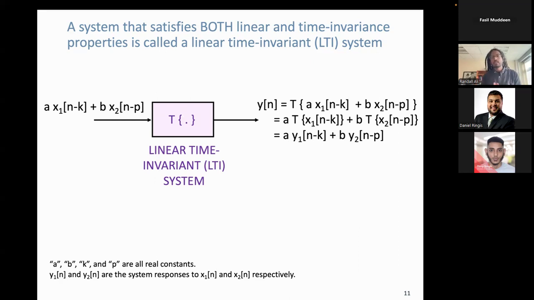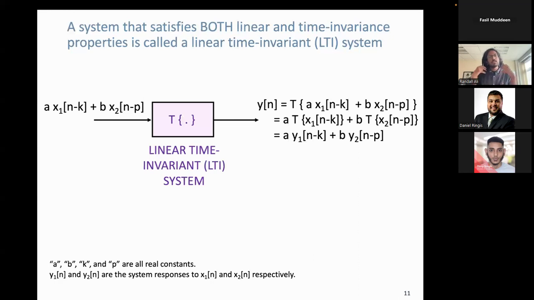So what it means is that, again, I've used these properties of linearity to decouple this transformation on the top here into these two separate sums. And even if the input was delayed by some amount k and p here, the output is the same, but it's just delayed by that corresponding amount. Okay. And so that's essentially what a linear time invariant system is.